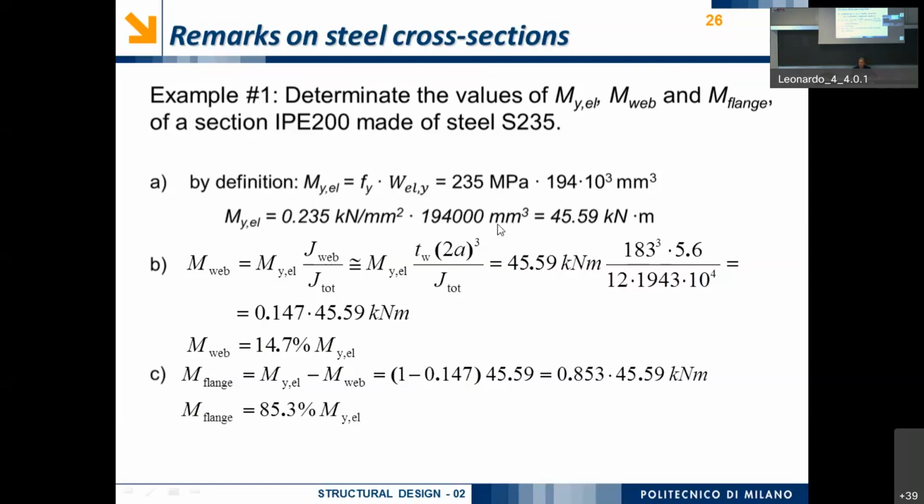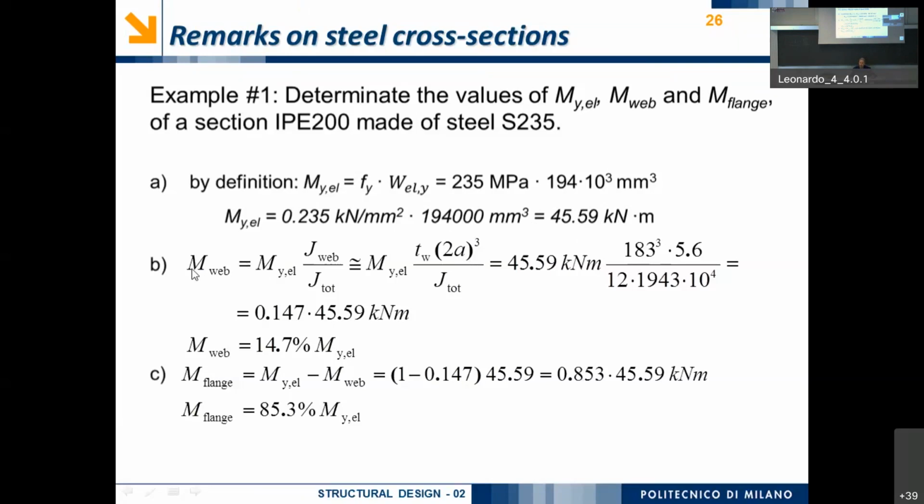Of course, I have to multiply millimeter cube times 1 over square millimeter, and so the resultant is in terms of millimeter. In order not to write a number with a lot of zeros, I can also pass from millimeter to meter, and then I will obtain 45.59 kilonewton times meter, which are the typical dimension force times length of a bending moment, okay?